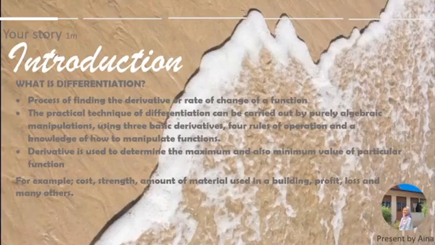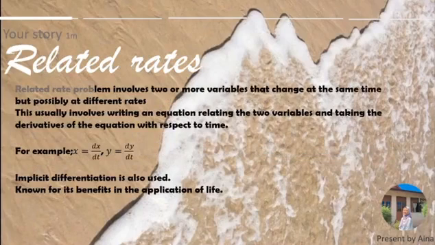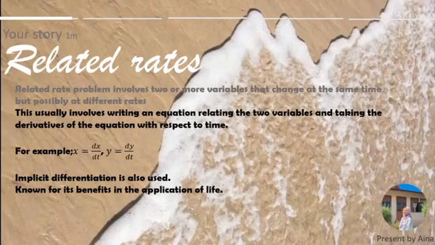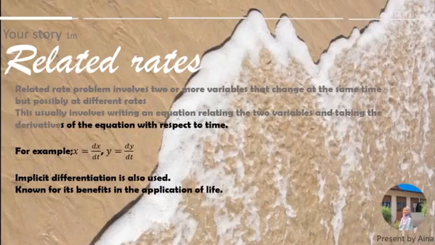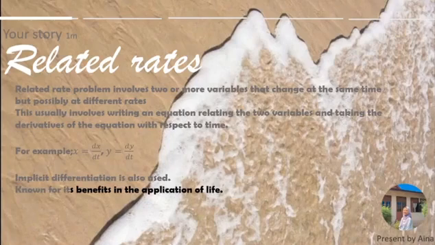Now we will see related rates. A related rates problem involves 2 or more variables that change at the same time but possibly at different rates. This usually involves writing an equation relating the 2 variables and taking the derivatives of the equation with respect to time. Related rates also use implicit differentiation, and it's known for its benefits in the application of life.